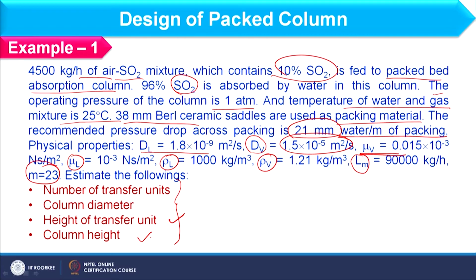So, this is the example which we have to solve, where design of PEG column is considered, where height as well as diameter of the PEG column are to be computed, and in this example we will consider Cornell's method for design of PEG column. So, let us start the calculation.